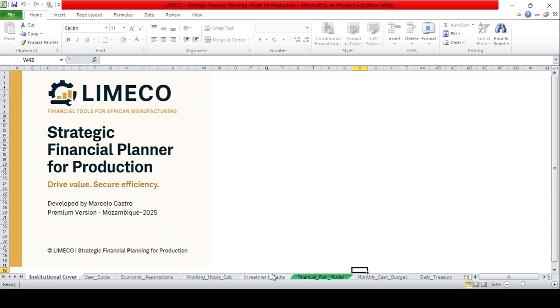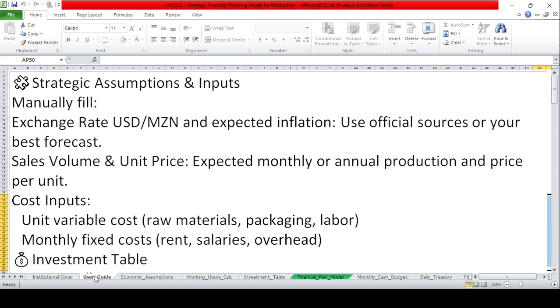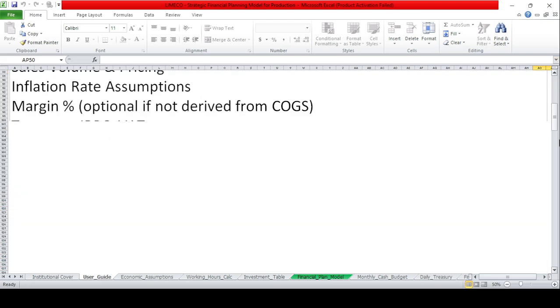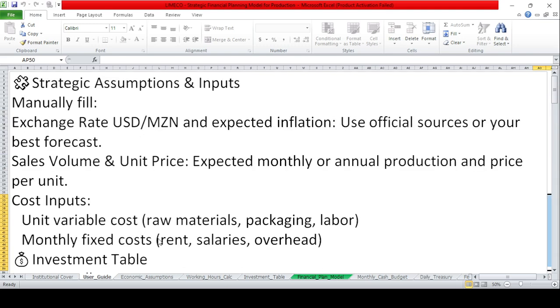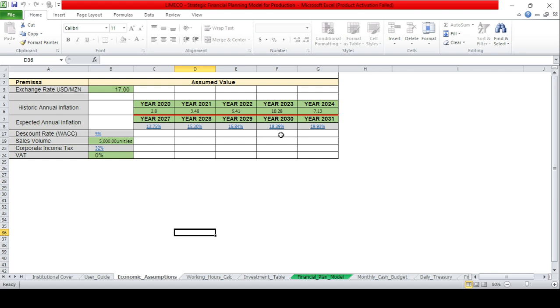Hello, we are here to develop financial planning for production. Here we have the user guide. You can read about how to fill it in and how to develop it. And here we start.